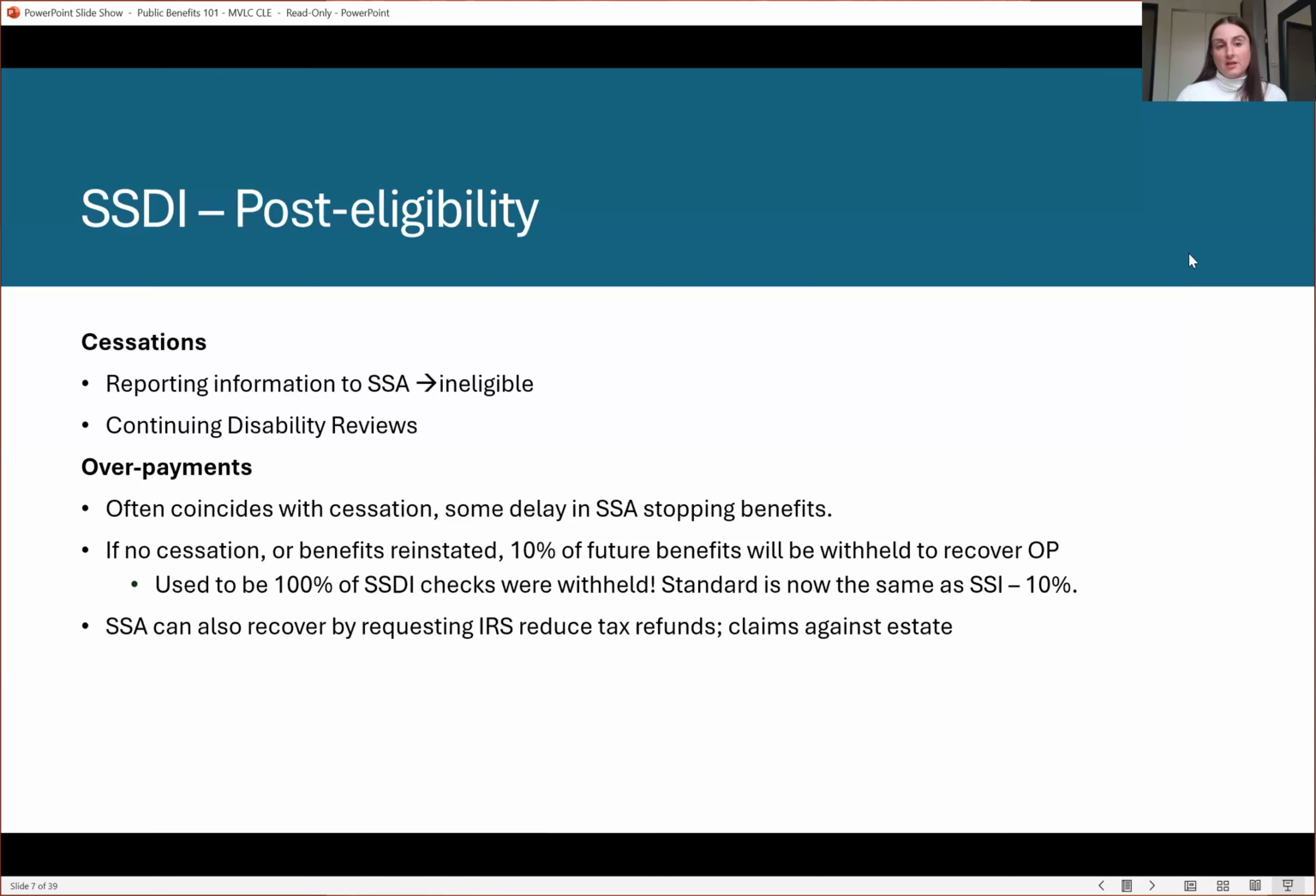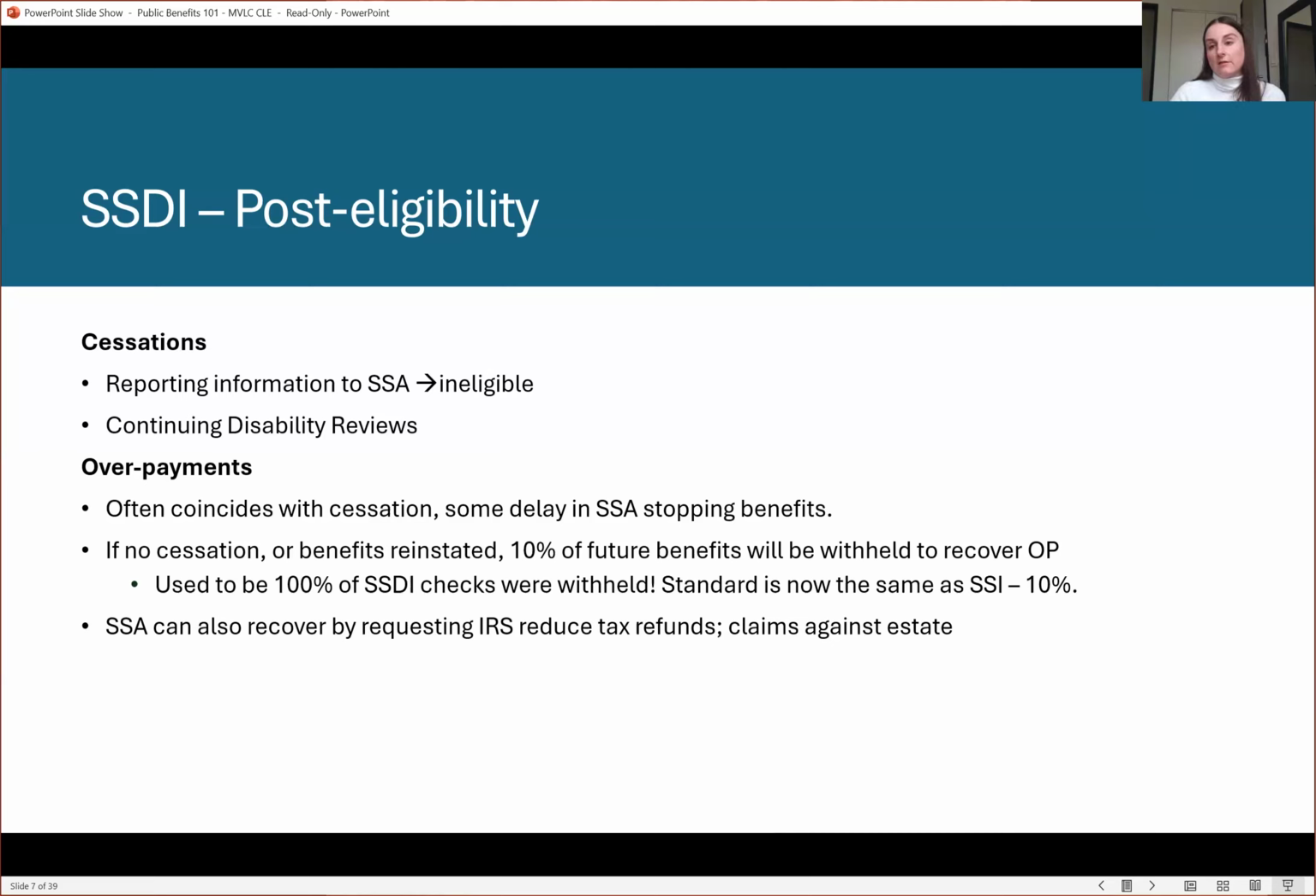For post-eligibility issues, terminations of benefits are called cessations in the Social Security world. Important little distinction to make because they're called terminations for other benefits. These cessations can happen if you self-report changes to your income or your medical improvement. You can be found ineligible during a continuing disability review where they reach out and ask you for updates on your disability. And you could be found that you've medically improved enough and there's a cessation from that aspect. One of the bigger cessations that we see is being over the SGA limit.